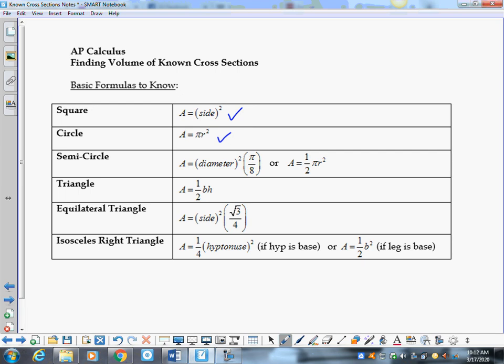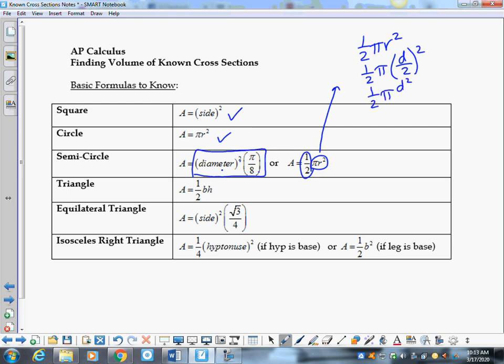Now, semicircle, you can look at this two different ways. A semicircle, you can do pi r squared and then halve it. Or you can do diameter squared times pi over 8. If you don't want to memorize this one, and this is a good one when you know what the diameter is, but also know you can just take this formula and think about what your radius is in terms of your diameter. Well, your radius is your diameter over 2.